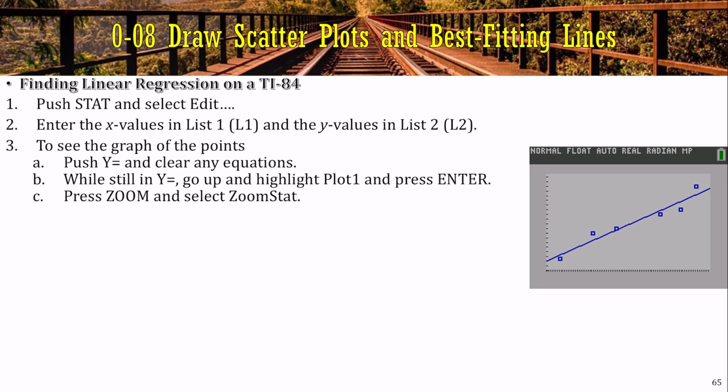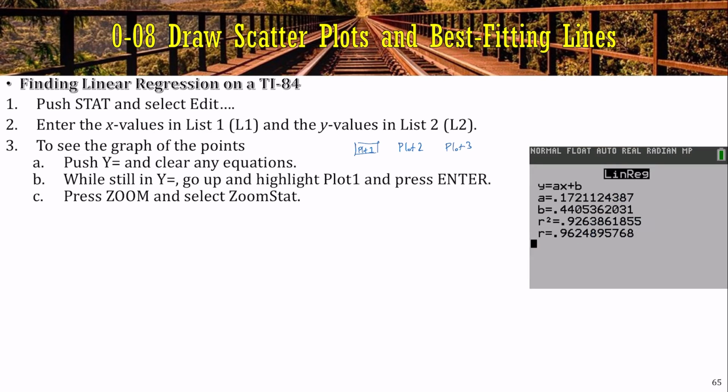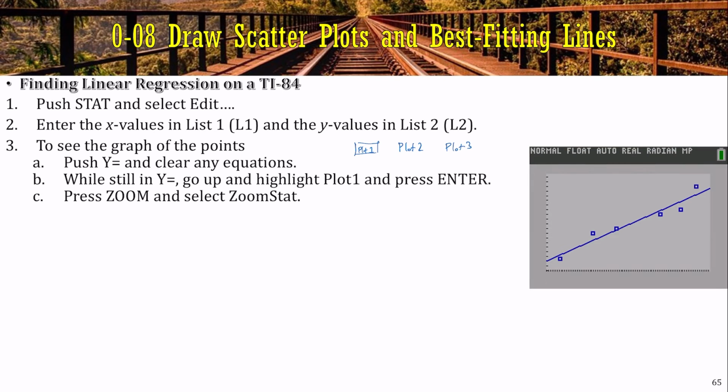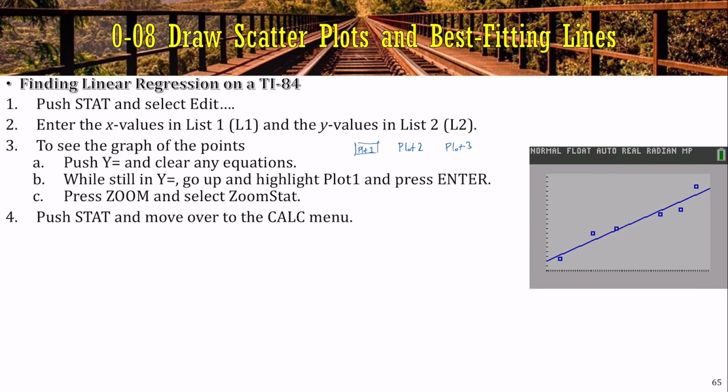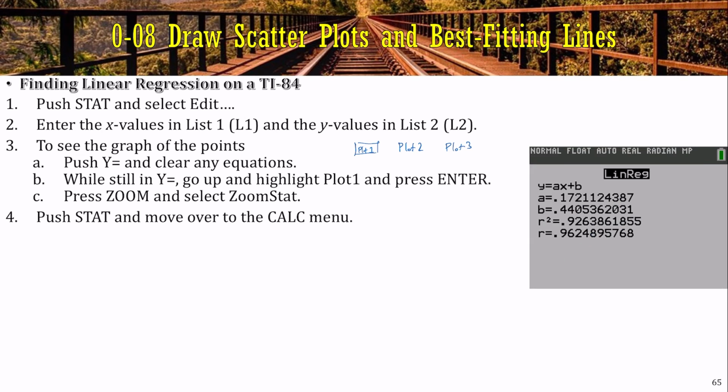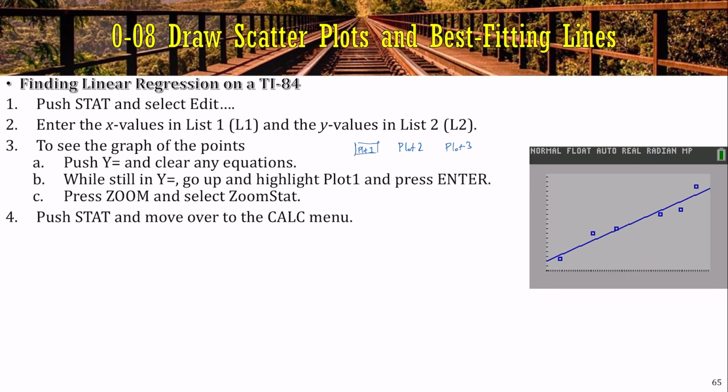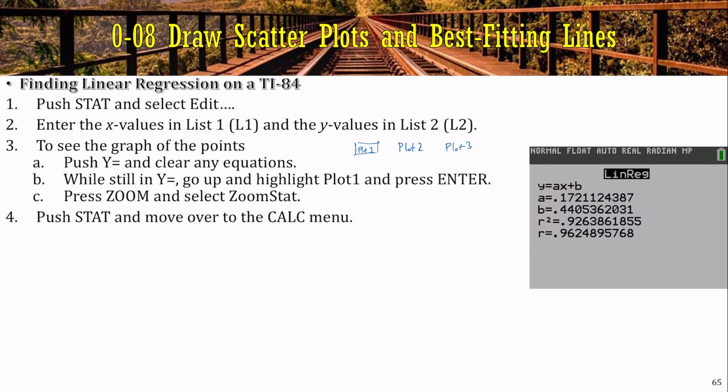And this is plot 1. You want it highlighted, press enter so that you have plot 1, and then it'll say plot 2 and plot 3. You only want plot 1 highlighted. And then you're going to press zoom and zoom stat, and that'll zoom so you just see your points. Then push the stat button and go over to the calc menu.